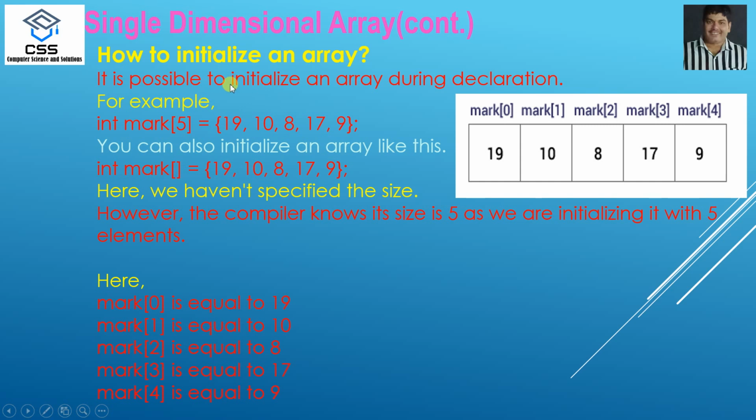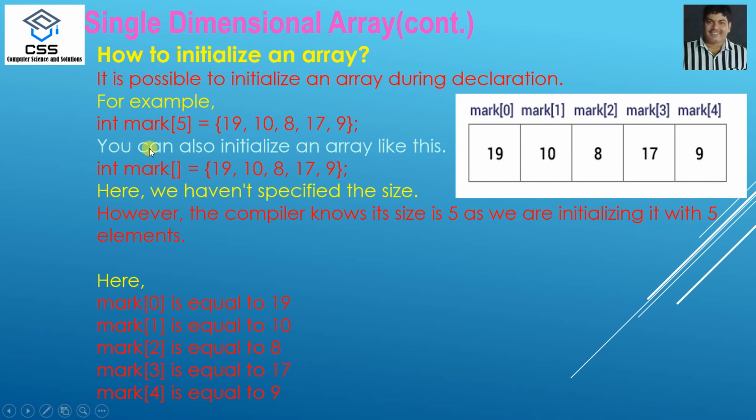Again, how to initialize the array? There are different ways. Suppose I declare int mark of 5, the 0 index is 19, the 1 index is 10, the 2 index is 8 and like this. Or we can declare int mark with empty subscript. If no subscript value is given, that is a dynamic array, where any number of elements can be stored. The first index is 0 and the last index is 9. 5 means fixed, while an empty subscript means any number of elements can be stored, but initialized within the two curly brackets. Here it is fixed, here it is dynamic. We can change the dimension, we can increase or decrease the number of values.